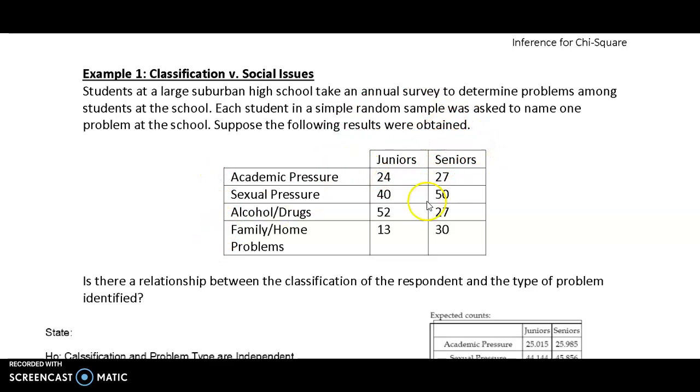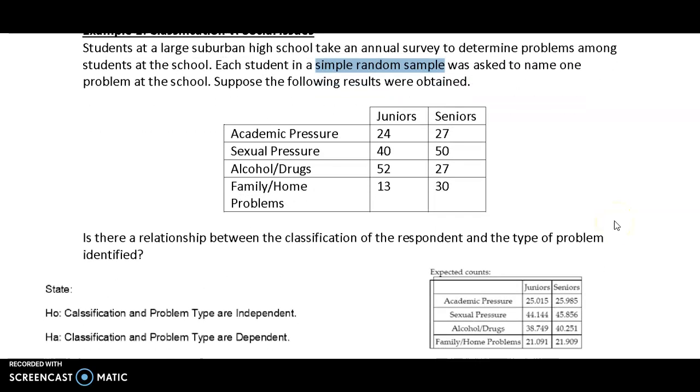Now, the reason I know this is independence and not homogeneity is because I'm only looking at one SRS, not multiple SRSs. So I'm asked, is there a relationship between the classification of the respondent and type of problem? Is there a relationship? Is there an association? All right, I've got one population, multiple questions. This is going to be a chi-square test for independence.